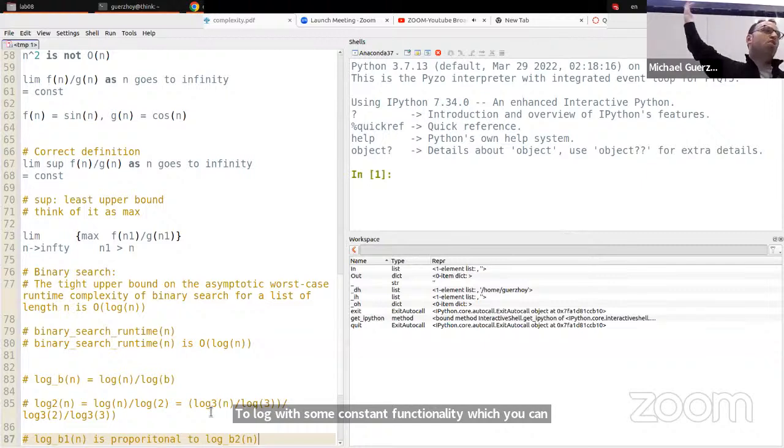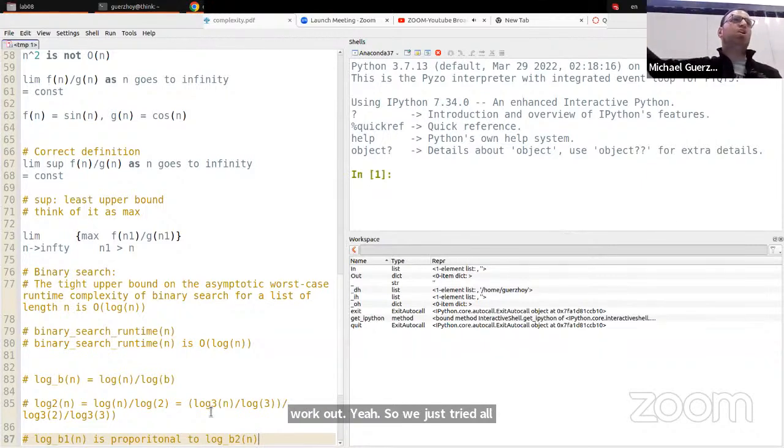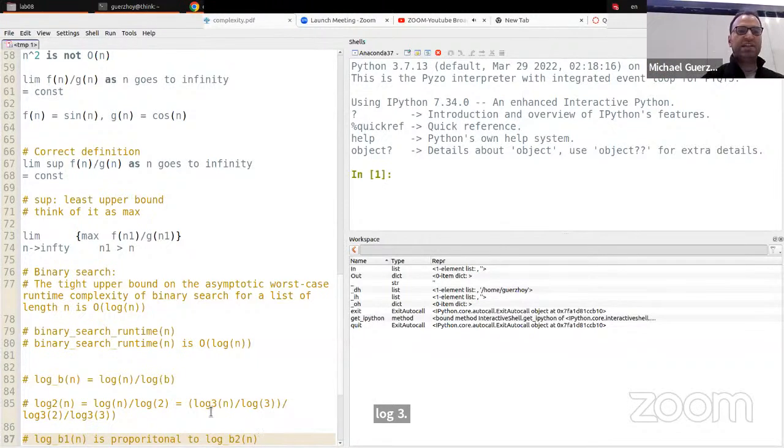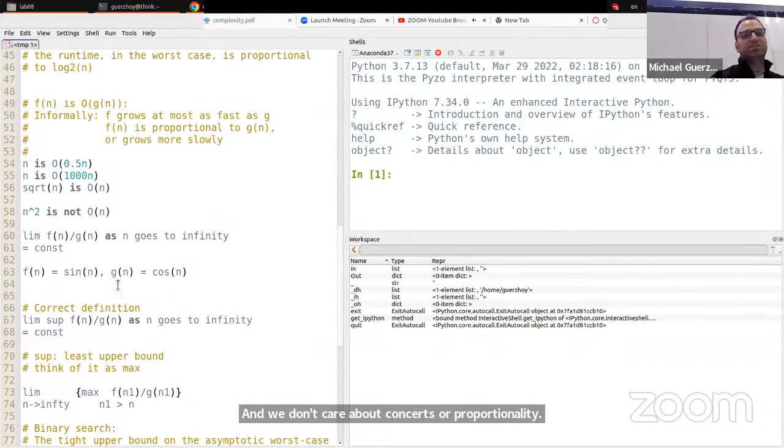So we just write O of log n because that's proportional to log base 2 of n, that's proportional to log base 3 of n. And we don't care about constants or proportionality anyways, because n is O of 0.5n, and it's equally also O of 1000n.